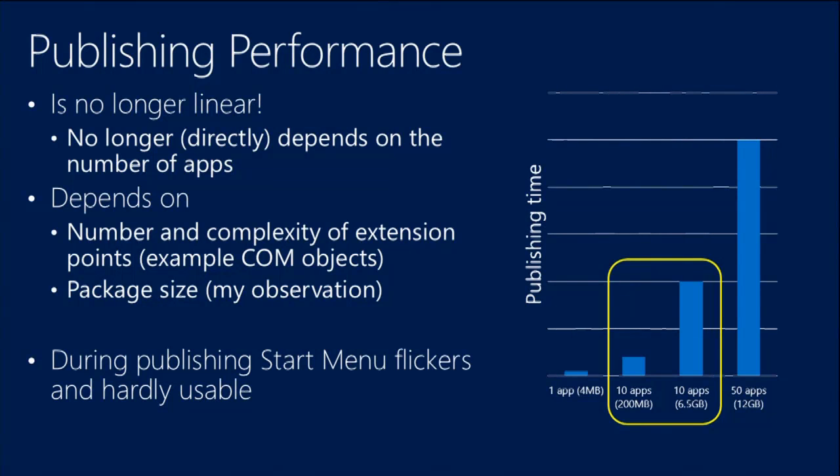And we're still debating with Microsoft what's causing this. The thing I want to give you is it's no longer linear. That's the biggest thing. So in AppV4 it was, more applications, it takes longer to process. But now it depends on a couple of things. So the answer I got from Microsoft is that it depends on the number of those extension points that are part of your package that it needs to apply at publishing time. That makes sense. If you have a lot of COM objects, for example, that may take time to process.